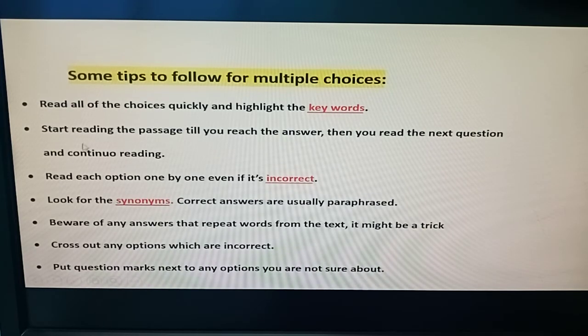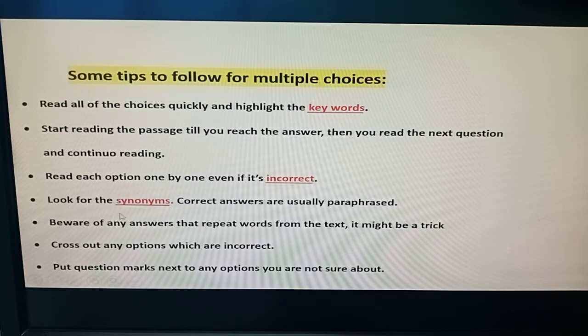Also, read each option one by one, even if it's incorrect. Read each option one by one, meaning the options that are given in the multiple choice. So you should read them one by one and try to understand them, even if one of the options is incorrect.